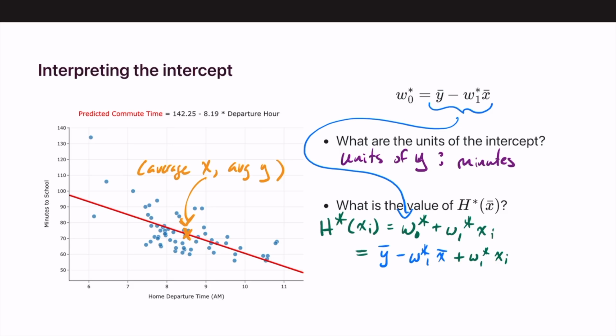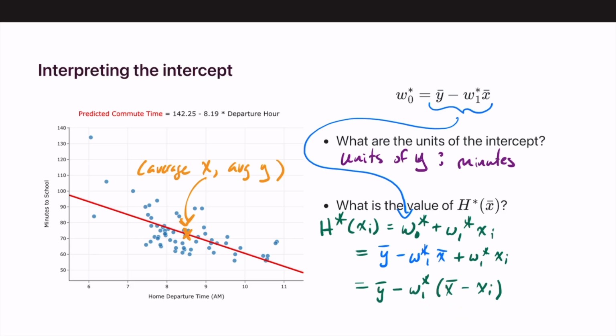So let's go ahead and do that. This would give us still y bar minus w sub 1 star times x bar minus x sub i. Now, this is something that we're pretty familiar with. However, we usually have x sub i minus or plus x bar. We want to rewrite this with a positive sign.